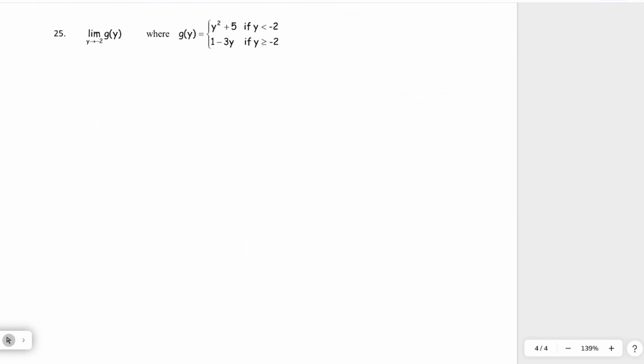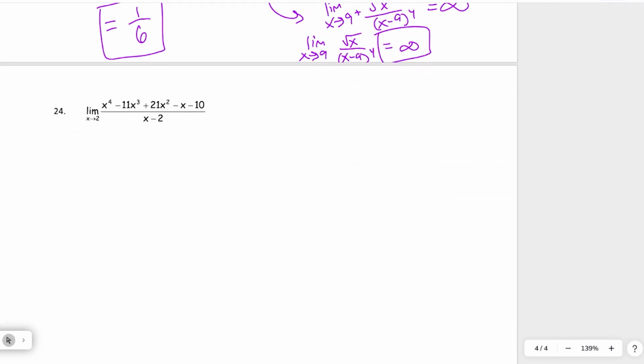All right, we got two more problems here. Let's knock this out. Number 24, we've got a quartic divided by x minus 2. Let's assume for the moment that this is going to be divisible by x minus 2, meaning we do have a hole at x equals 2, in which case we're going to try to rewrite this as the limit as x approaches 2 of x minus 2 times some cubic over x minus 2.